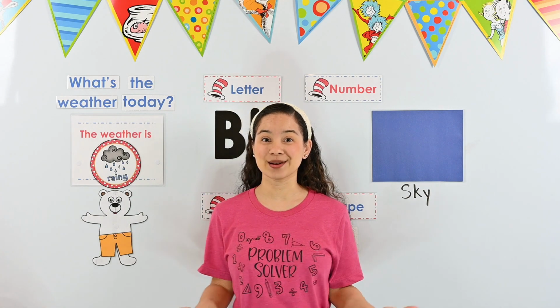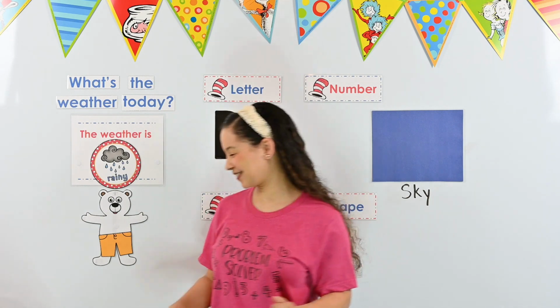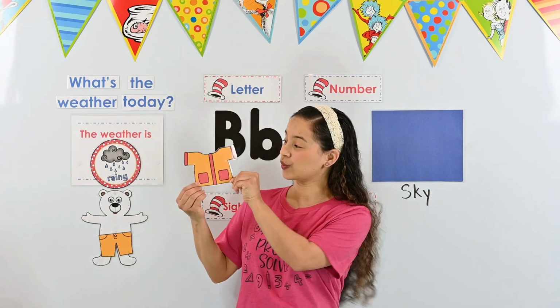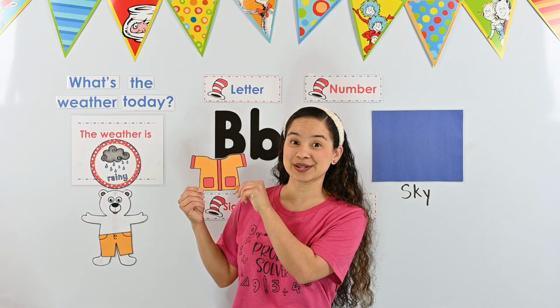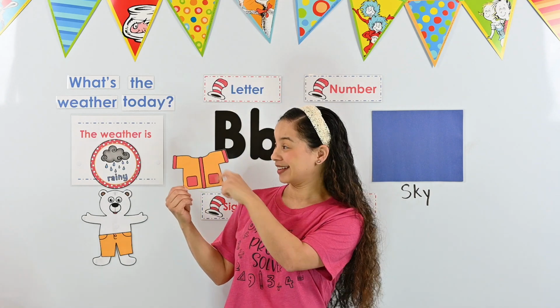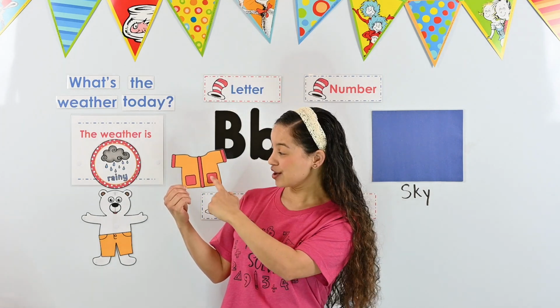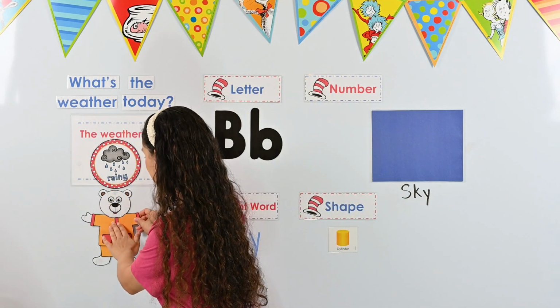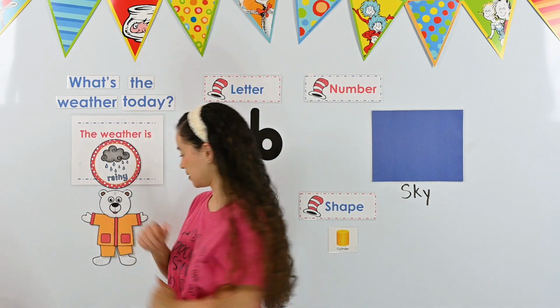What kind of top should Perry wear on a rainy day? If you said a raincoat or a rain jacket, I agree. Look, here is Perry's raincoat. What colors do you see on his raincoat? I see yellow and red. He has a yellow and red raincoat. Let's put the raincoat on Perry.